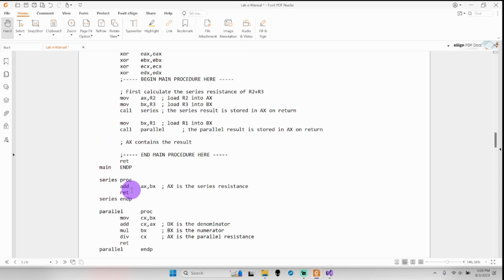And now, because they're in series, we just add them up, as you guys can see here. And then it ends the series subroutine, and it continues on right here. And then we end up moving the value of R1 to register BX. And then we're going to call the parallel subroutine. And then we're going to do the parallel operation for the parallel resistor. And that's pretty much for the second program.